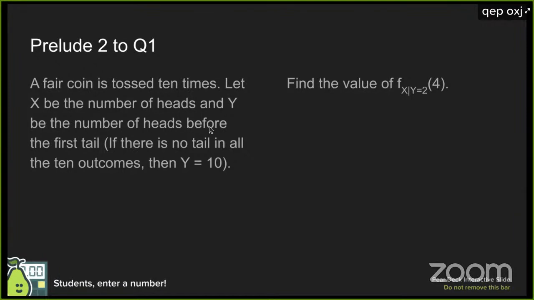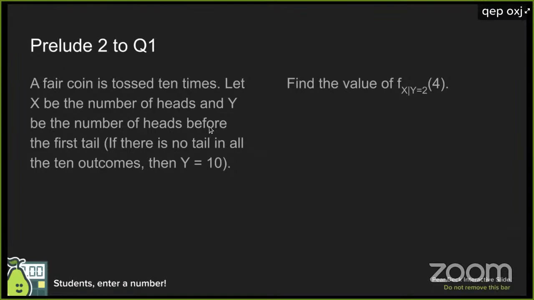Okay. So let's say y equals 2. Consider this condition: H, H, and T. How many heads are there before the first tail? 2 heads. So y equals 2. Suppose H, H, H, and T is there. Then y equals 3. Suppose H and T is there. Then y equals 1. And if all the heads are there, H 10 times, then y equals 10.